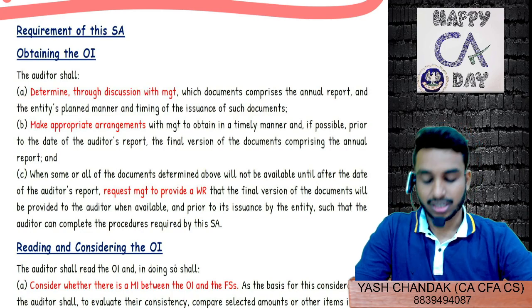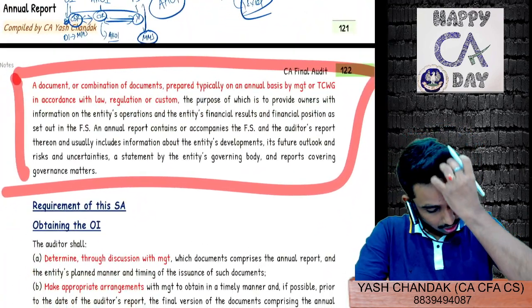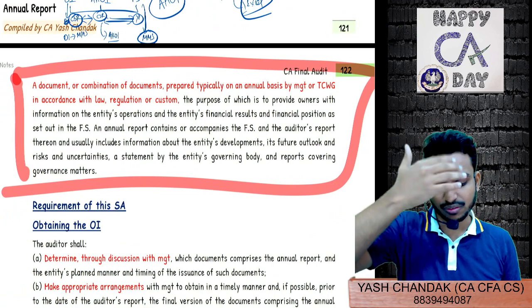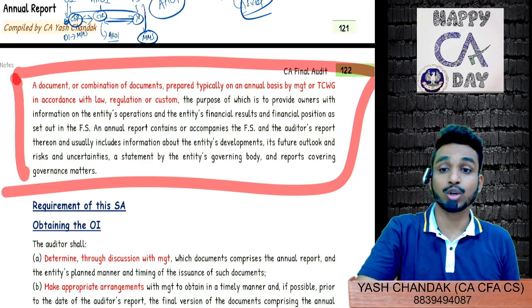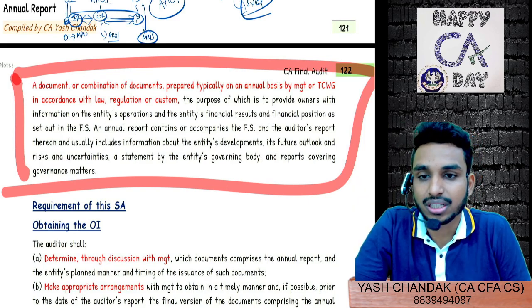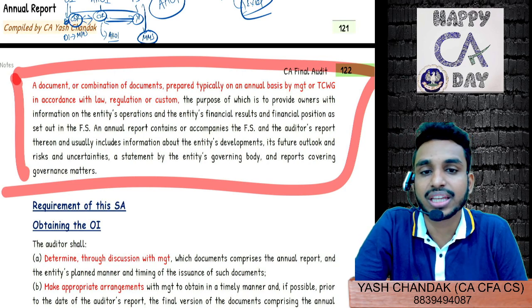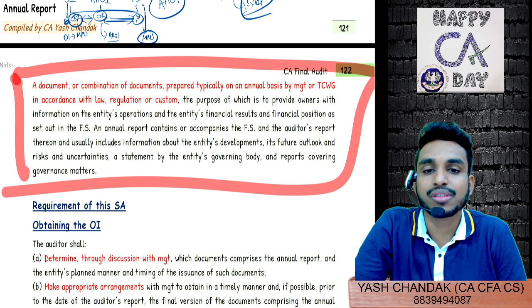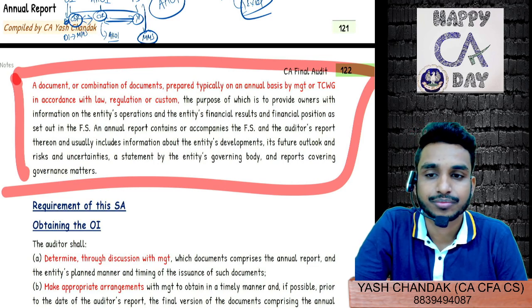Annual report is same, right? It is a document issued on an annual basis by the management or TCWG in accordance with law, regulation, custom. The purpose is to provide owners, shareholders, all the information with respect to how the entity's operation is, what the entity's financial result is, the entity's financial position, right? And then the annual report contains or accompanies the financial statement as well as the auditor's report. Both will be in it.